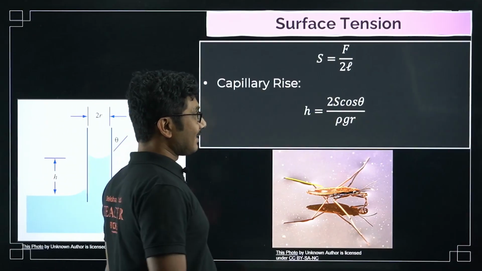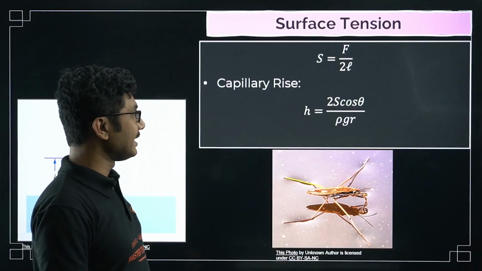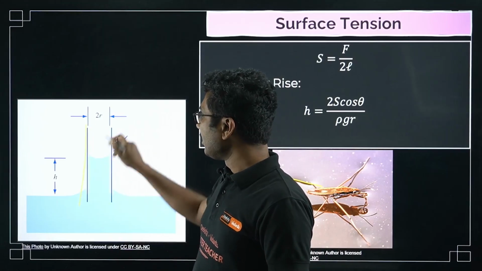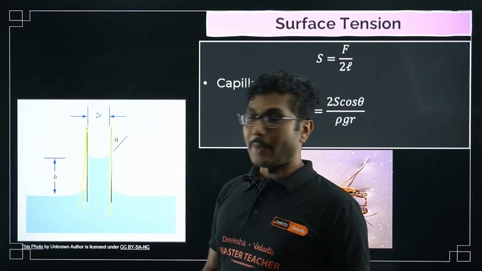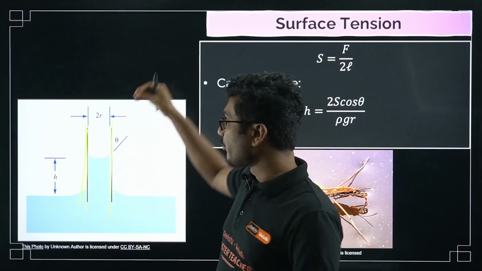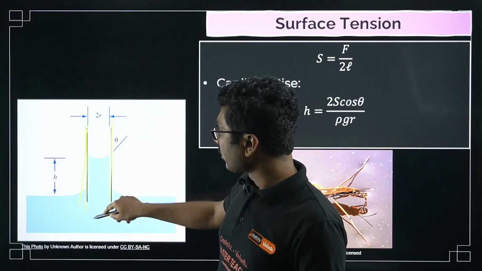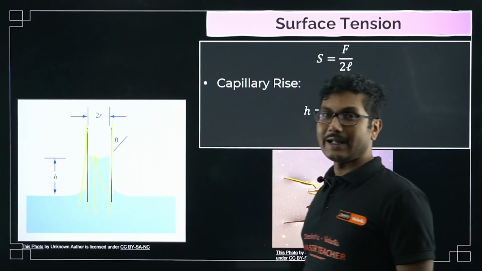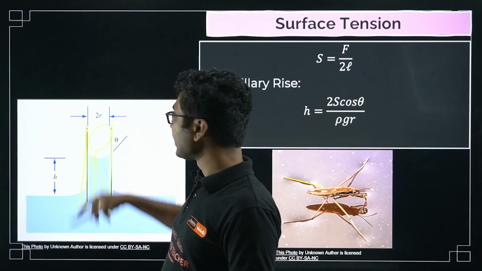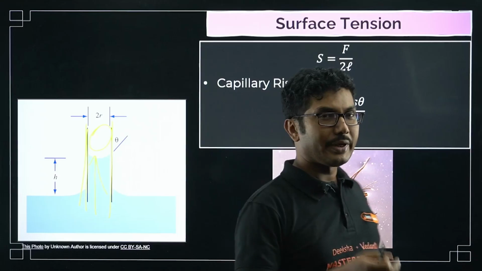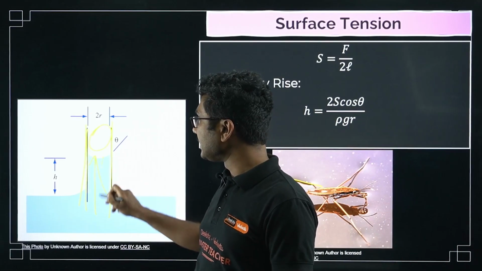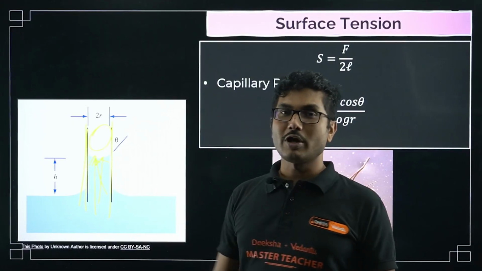Capillary rise, another important formula, is given by 2s cos theta by rho g r. What is capillary rise? Capillary rise means if you take a small pipe and put it inside a fluid, the fluid will automatically start to rise inside that pipe. This is called capillary rise. You can increase the capillary rise by creating a vacuum over here. That's how we use straws to drink liquid. But even if you are not sipping from the straw, the liquid will still rise inside that pipe, and that rise is called capillary rise.